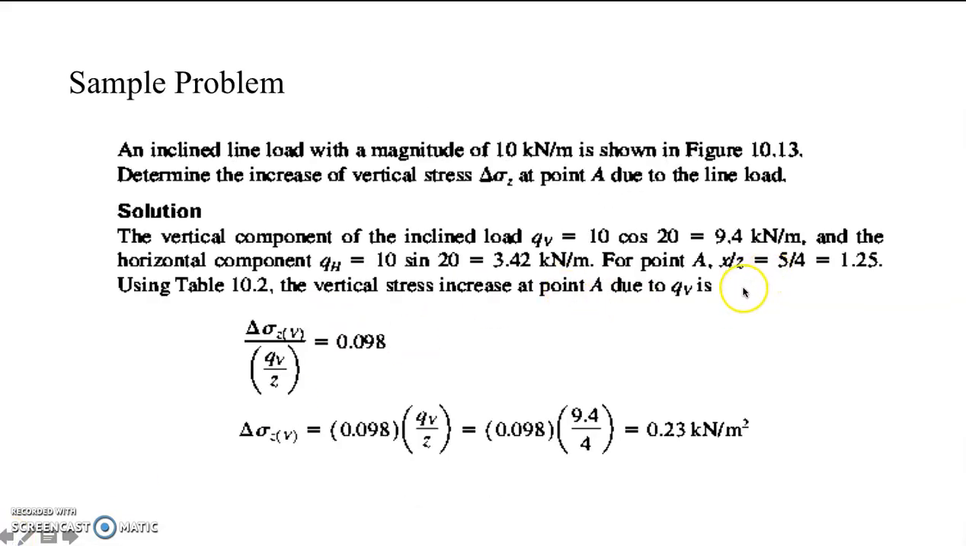So for point A, we get the value for x all over z, so that we can get now the stress caused at point A. So x all over z is 1.25. Based on this we're going to get now the increase at point A due to the vertical line load. So on table 10.2, we're only given with 1.1, 1.3. We don't have 1.25. So you do the interpolation, and the result for this is 0.098. Then you cross multiply so that you can get the stress due to the vertical load, that will be equal to 0.23 kilonewton per meter squared.